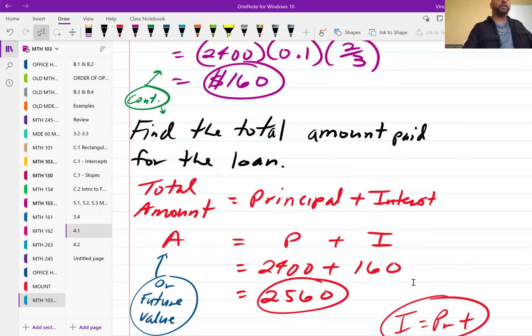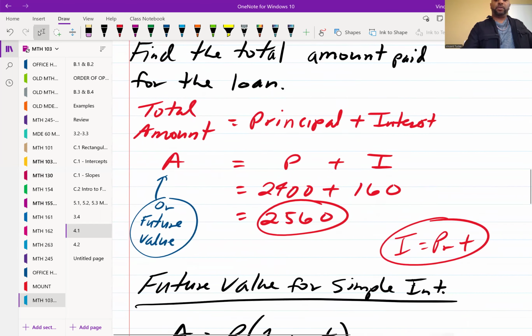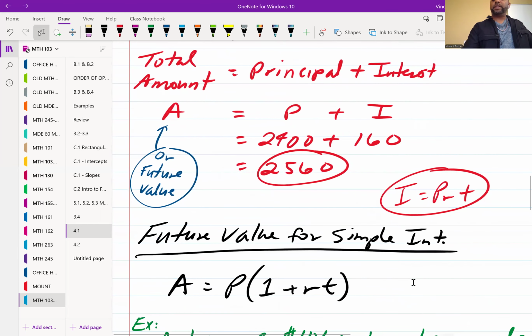All right, everybody good? Not too bad, right? So next formula, I think it's the last one for this section. A equals P times (1 plus RT). Now this one calculates the future value. So remember before, all we did was calculate the interest, and in order to find the future value, we had to add it to our principal. This one just calculates the future value.